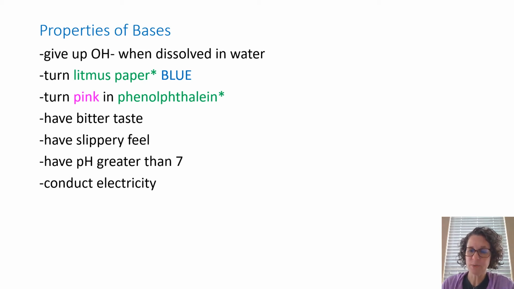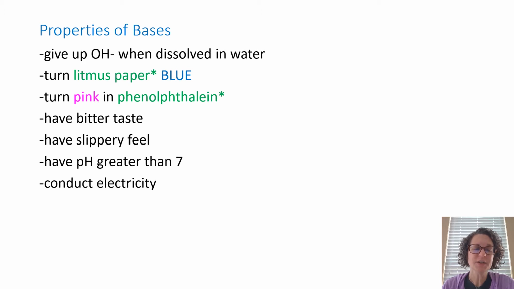Okay, so now real quick, some properties of bases. Some of these are going to be the same, or just the opposite of an acid. First, dissolving in water, a base will give up a hydroxide ion, OH-, when put into water. Again, it's just the formation of an ion. Litmus paper reacts with bases to turn blue, and it is a pretty true blue color, maybe a lighter blue, but it is pretty well identified as blue.